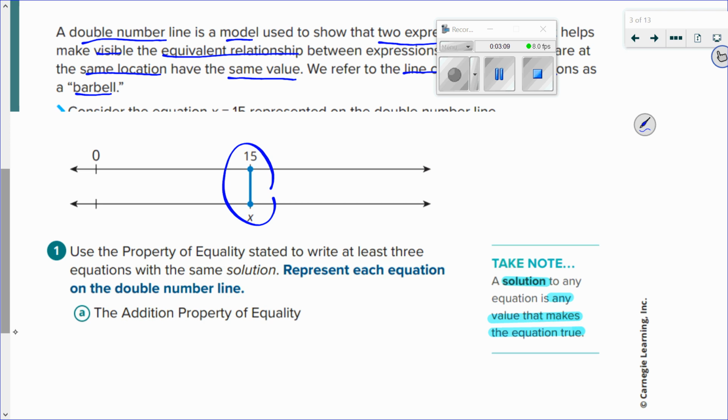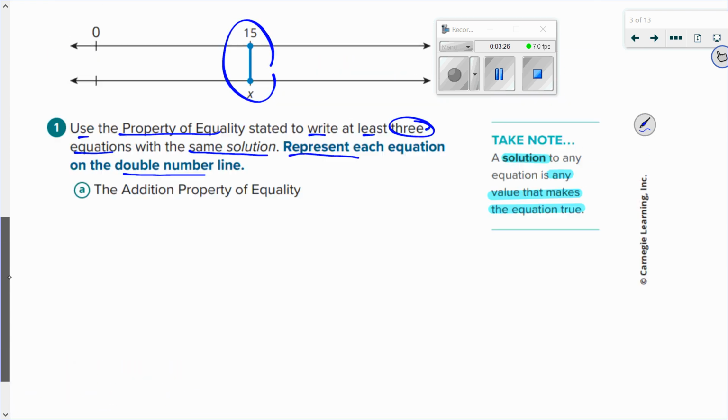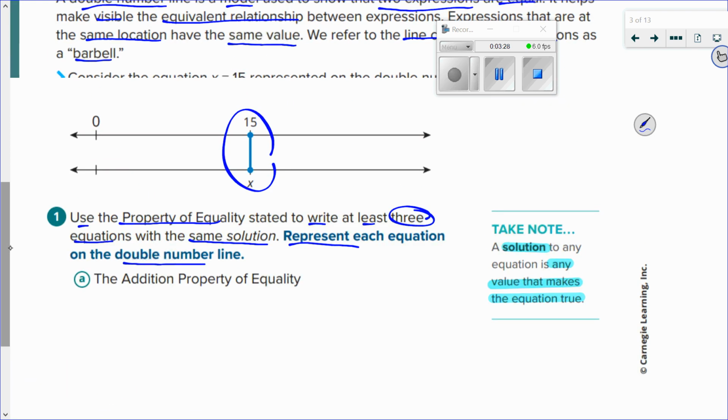So now we're going to use the property of equality stated to write at least 3 equations with the same solution. And then we're going to represent each one on the double number line. So the ones they've given us is the addition property of equality on this page and subtraction property of equality. So you've got both of them on this page. So I'm going to give you an example of each of those to get you started.